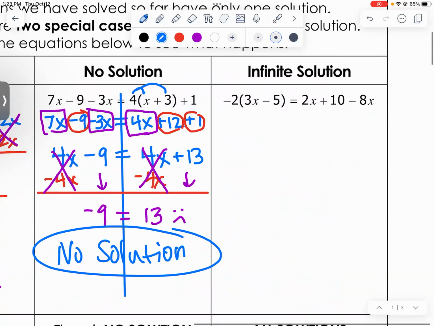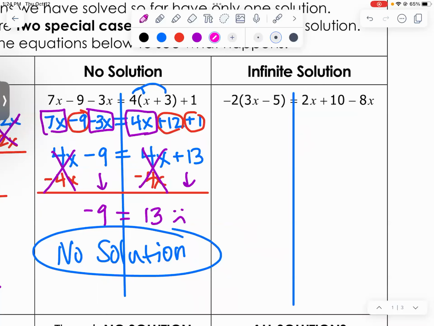Okay, let's come over to this one. Draw your fence for this third problem. This one's going to be an infinite solution. There's no solution for that? There's no solution. We got the weirdest little answer. It's not going to make sense.